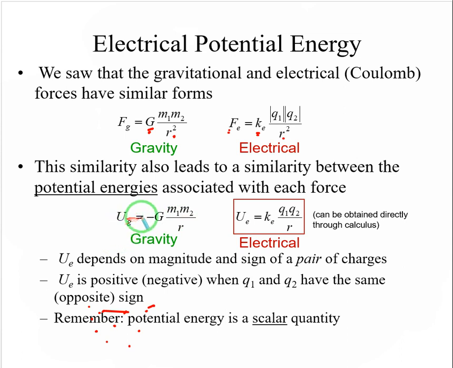So due to this formula, we can say that the electrical energy is equal to, in place of G we use the constant K, in place of m1 m2 we use the two charges Q1 Q2, and r. So due to similarities in the gravitational and electrical force, we can conclude from the formula that the electrical energy can be in this form.